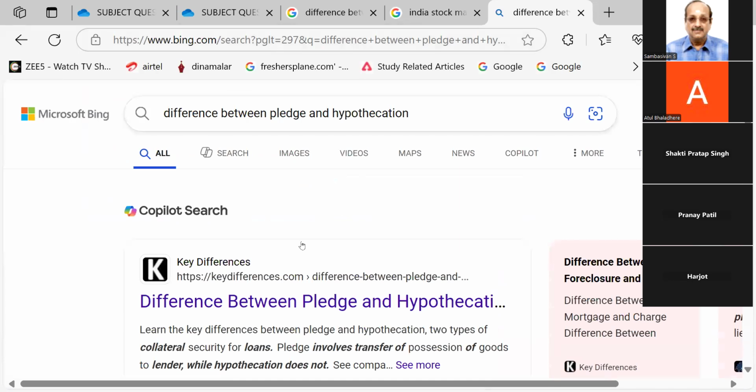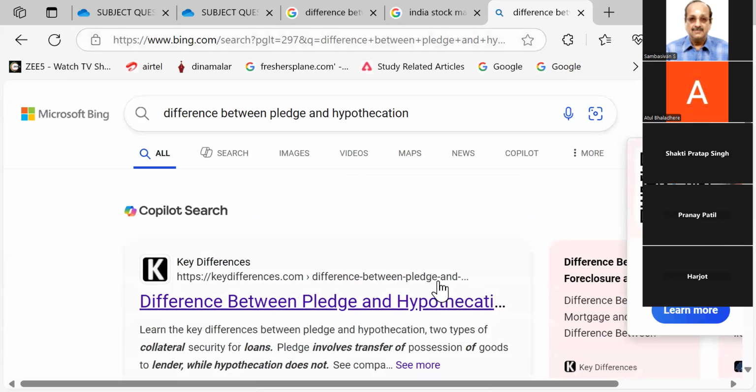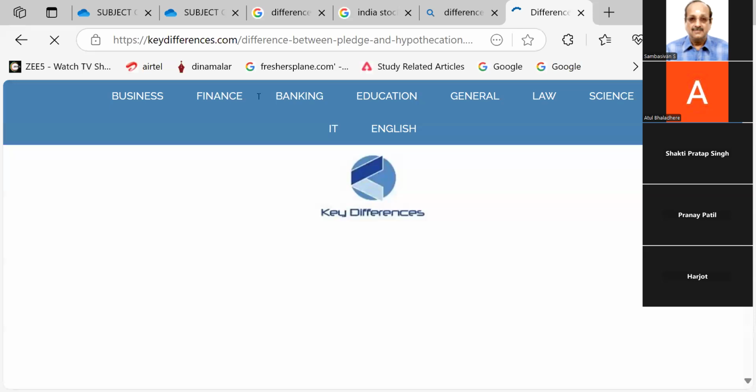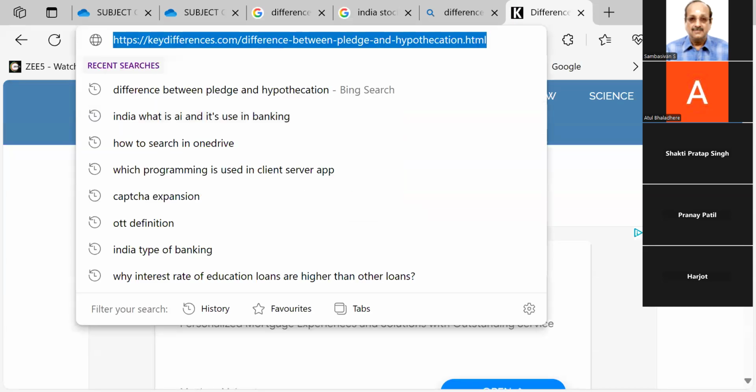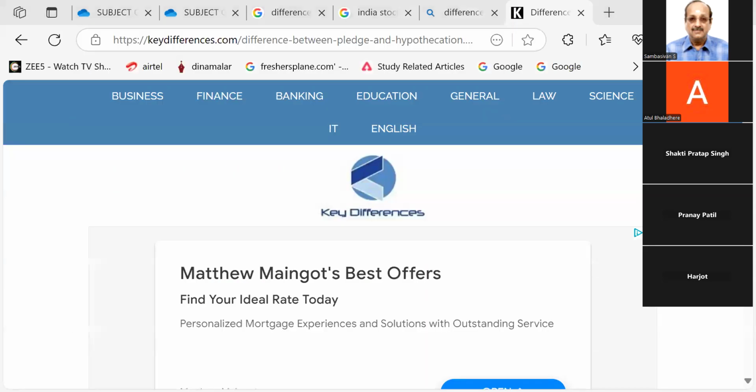Supposing I ask like this, please all of you note down, candidates: keydifferences.com. Very important. I am giving it in our WhatsApp group. Please remember the key. I am forgetting this. I have been dealing with it for 5 years, but still I can't remember it.